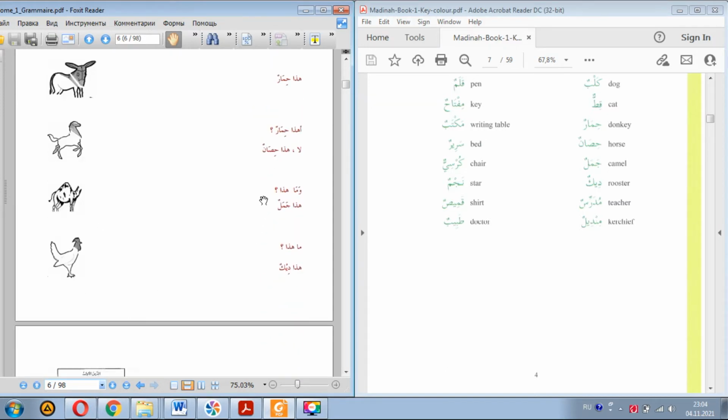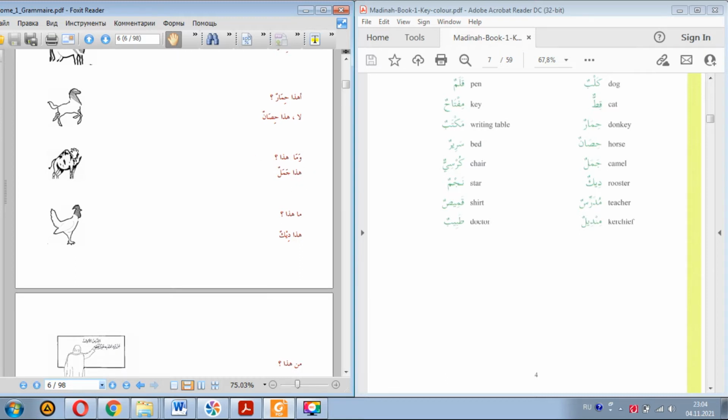And we also paid attention that when we were referring to a camel, which is an animal that doesn't have intelligence, we were saying ما هذا. We were not saying من هذا to a camel. We were saying ما هذا.